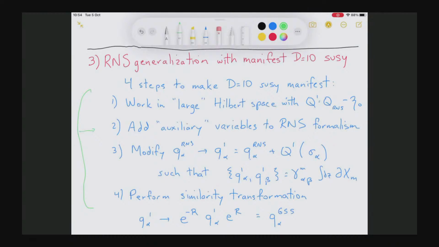Then what we're going to do is modify the spacetime supersymmetry generator by adding something which is BRST trivial, so that, of course, does nothing when it acts on shell states. And finally, we're going to perform a similarity transformation, which is going to relate this modified supersymmetry generator to the same supersymmetry generator we had in the Green-Schwarz-Siegel form, which is the same as in the pure spinor. Okay, so let's do these 4 steps.